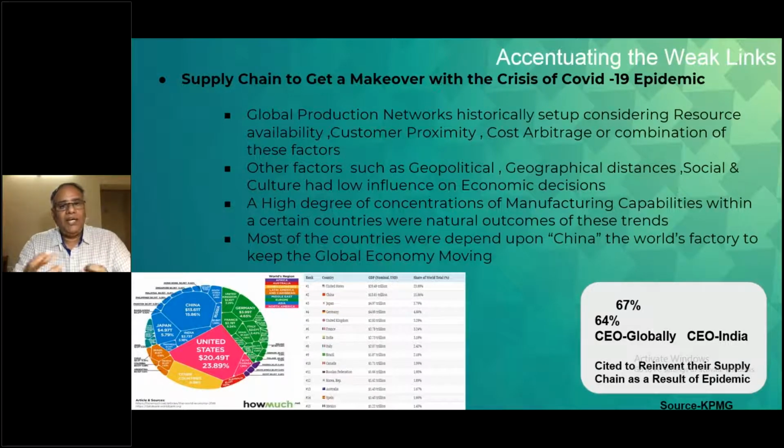Every organization has started looking into it differently, considering this epidemic as a learning point of the curve, and that is how the whole evaluation has happened across the industry and across the globe, if I may say so. Moving to the next slide.